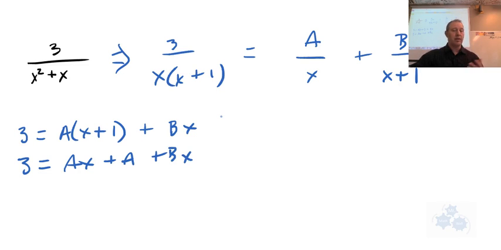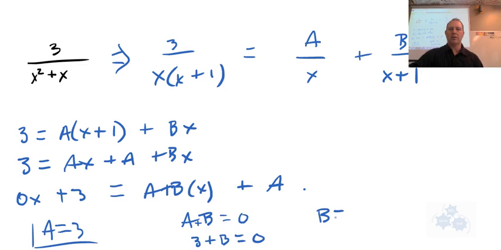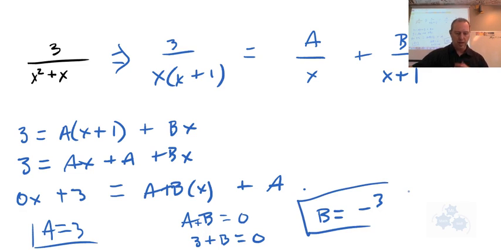Now, if we do our equating coefficients method, that's no problem. We've got 0x over here, sorry, plus 3, right? And over here we've got a plus b x plus a. So I know what a is right now. A is 3. Look good? And a plus b is going to equal 0. So we've got 3 plus b equals 0. So b looks to be negative 3. And I'm doing this as fast and messy as I possibly can. So did you guys get that?